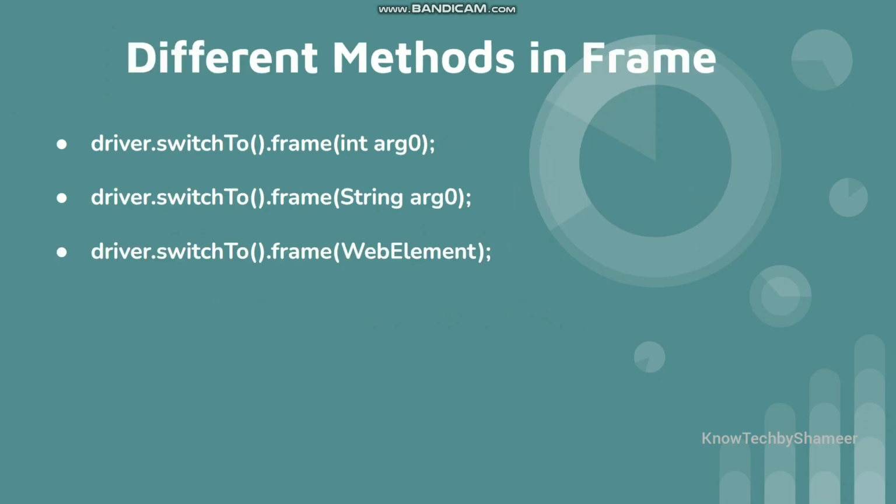There are different methods to handle the frame. The first one is driver.switchTo().frame. Here we can identify the frame by means of index. So if we mention the index as 0, it will locate the first frame in the web page. The next method is the string method, so here we can identify by means of ID or frame name. And the third one is by means of web element. Now let's see how to write the script.